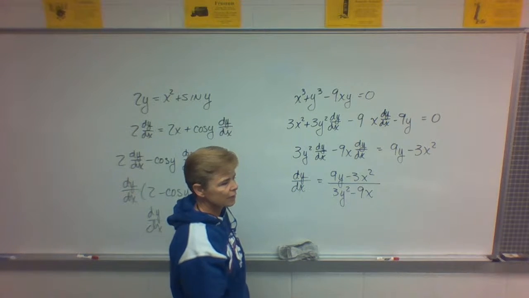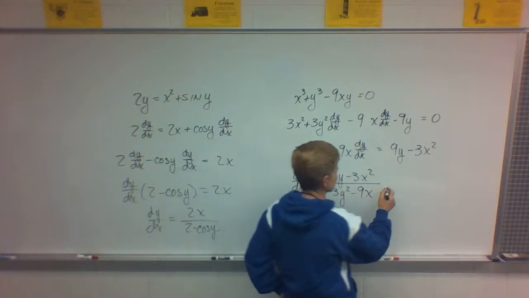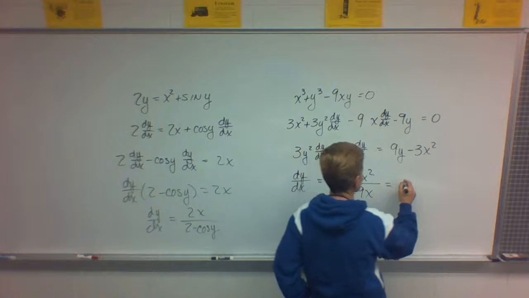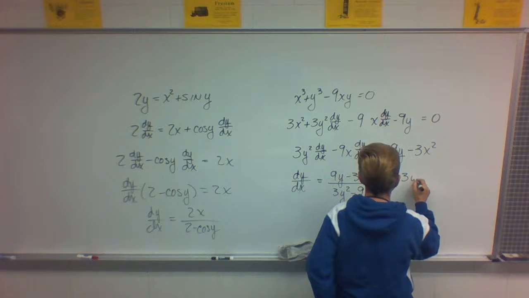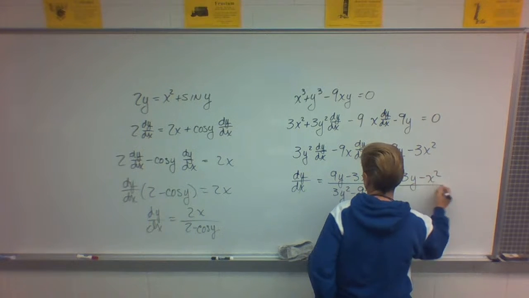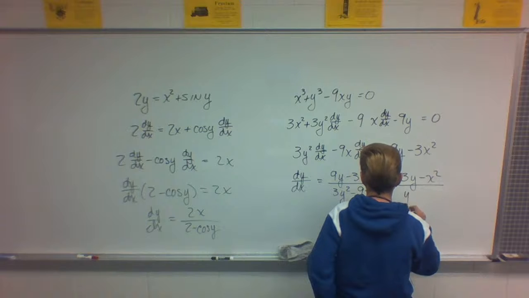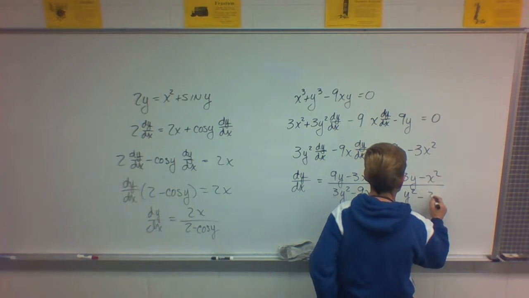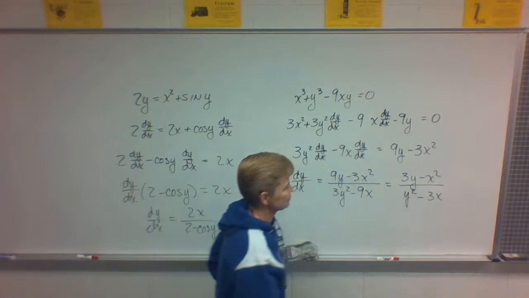We could knock a 3 out of everything. If we're going to use this to generate a bunch of slopes, we probably don't want that 3 hanging out. So it would be 3y minus x squared over y squared minus 3x. Nice.